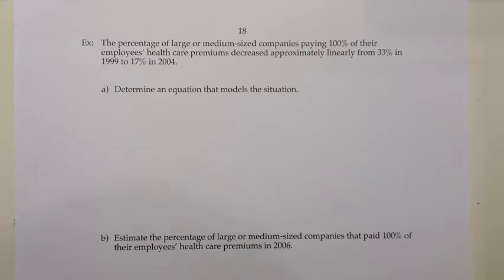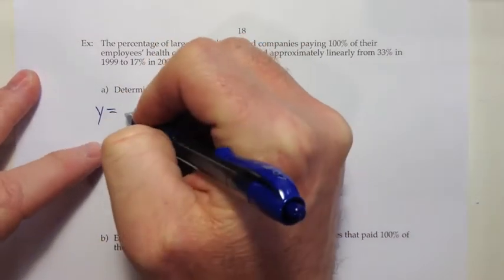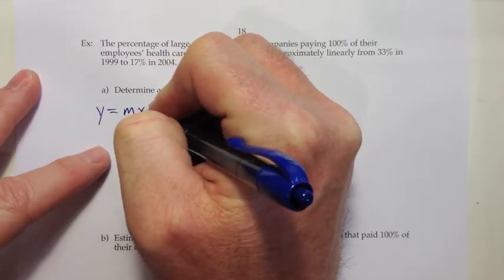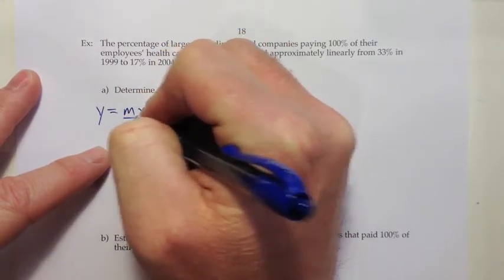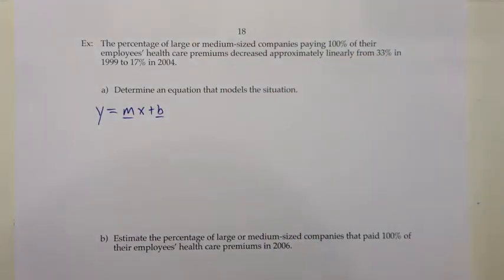So if we're going to determine the equation, the only type we know how to do at the moment is linear, so we're going to be looking for something of the form y equals mx plus b. So we need to figure out the values of m and b, and we also need to maybe pick different variables instead of x and y that might fit the model a little bit better.